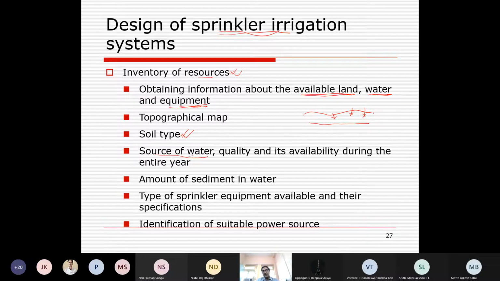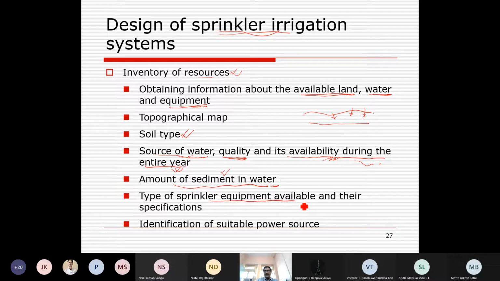Source of water: whether it's surface water, groundwater, or flowing water like a river or any channel. What is the quality of water, whether it is fresh water, brackish water, and so on, and its availability during the entire year. The reason being, we are targeting to irrigate the field at a certain season, or maybe because of the crop it is round the year. So we need to find out the availability during the entire year. What is the amount of sediment in water? What is the soil particle concentration that may go into the system? So we use filtration, sand filtration, or whatever is coming along with the water, we need to remove to have a clean and efficient system.